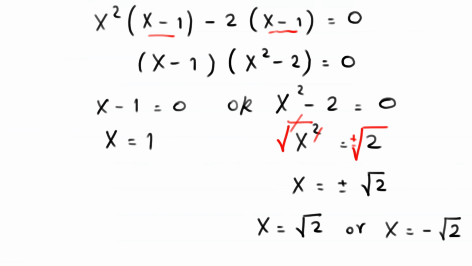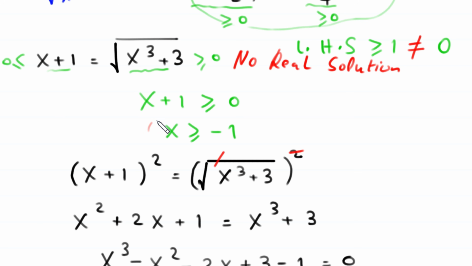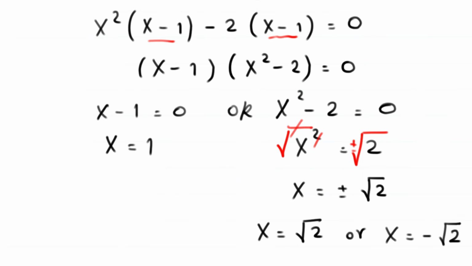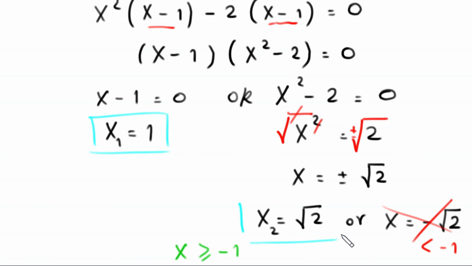Now, as we proved earlier that x must be greater than or equal to negative 1, this negative root 2 is less than negative 1. So this will be rejected. And we get two solutions for this equation. This is first and this is second. Both are real solutions, 1 and root 2.